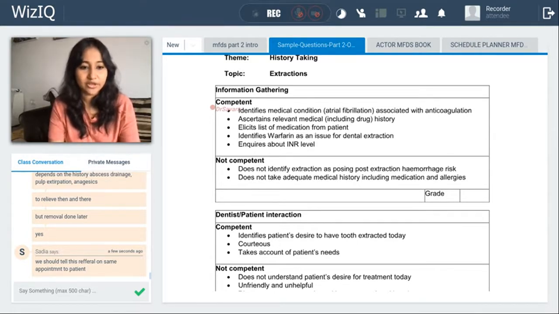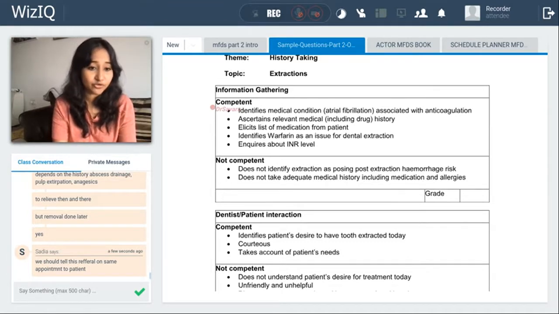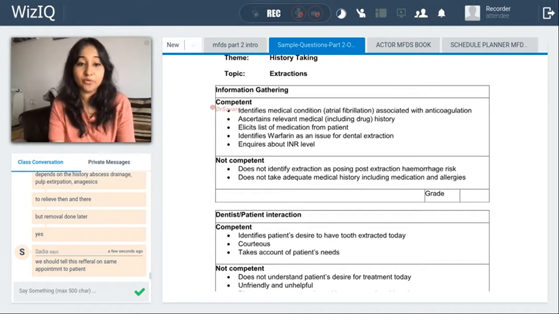All you would have to say in this scenario is that I will be referring you to the general practitioner. They will be doing a prick test for you. If it is within normal, I will be carrying out the treatment. If it is not normal, then I will be referring you to a specialist. This is all you have to say.